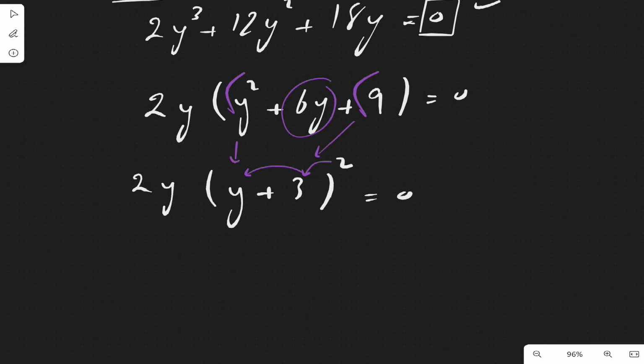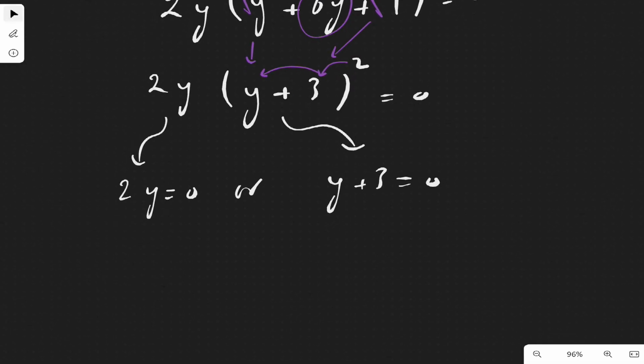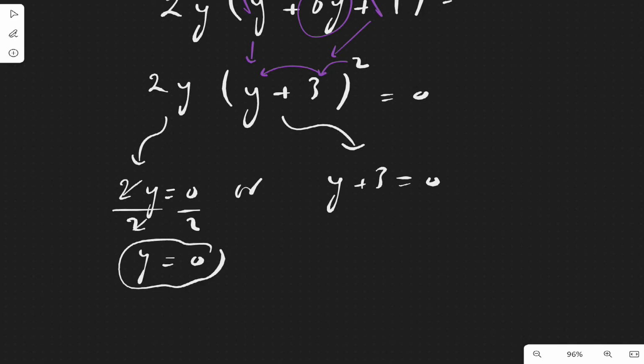So according to the zero product property, 2y is equal to 0, or y plus 3 is equal to 0. Never mind about the power of 2, because the bracket is repeated, so we take it once. From here, divide by 2, so y is equal to 0. From here, y equals negative 3.